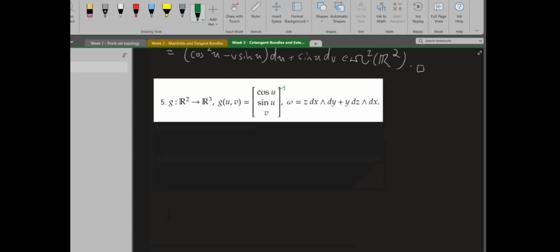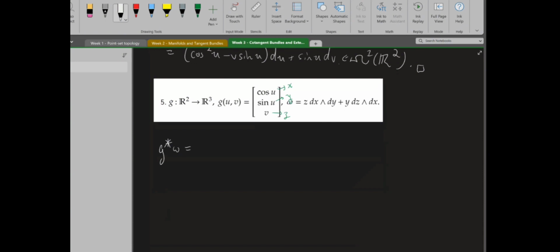So, what are the components? This is again x, this is again y, and this is again z. And g star omega — remember, it doesn't matter what grade omega is, like it's a two form here, I can still write g star. It doesn't matter what grade omega is, this just works.